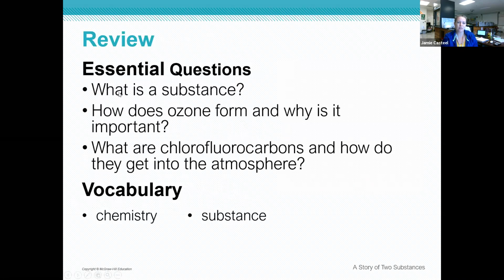So again, I need you to answer these questions. What's a substance? How does ozone form and why is ozone important to us? What are CFCs and how do they get into the atmosphere? Or how did they get into the atmosphere? Let's start with that. This is section 1.